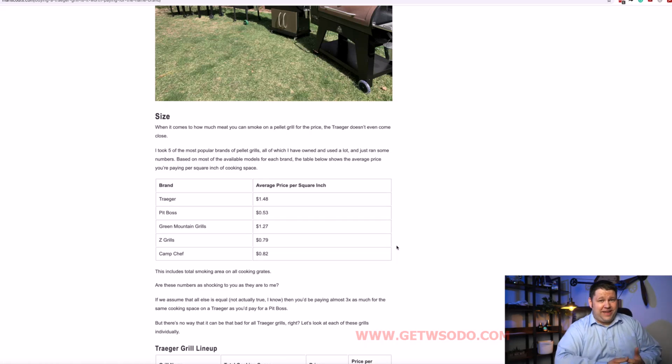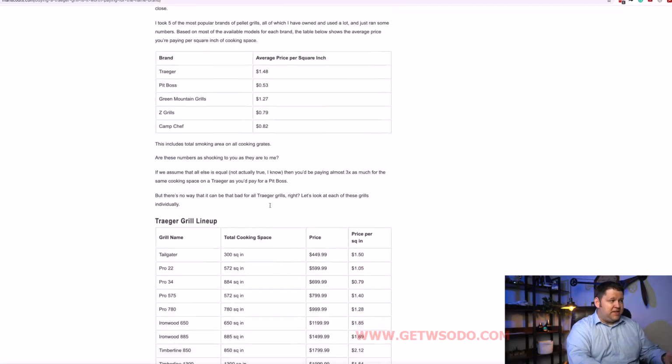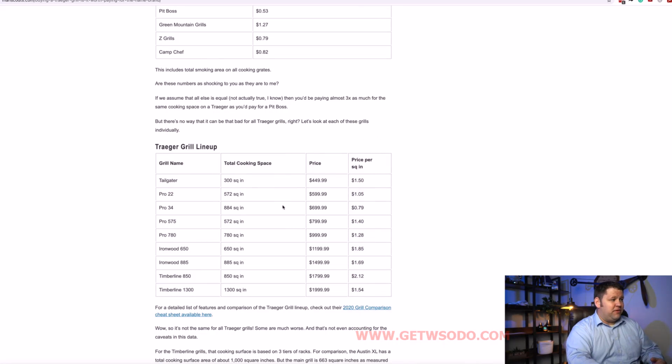I actually just went and gathered data from websites. So I went to Traeger and I found all of the different models that they sell. I went to some of the websites that actually sell these Traeger grills and saw how much they're charging for them. I put it all in a spreadsheet, and then I went to Traeger and I found the dimensions of the cooking areas. And I just did a very, very simple calculation and found the average price per square inch of cooking area. I then went and did the same thing for the specific grills.